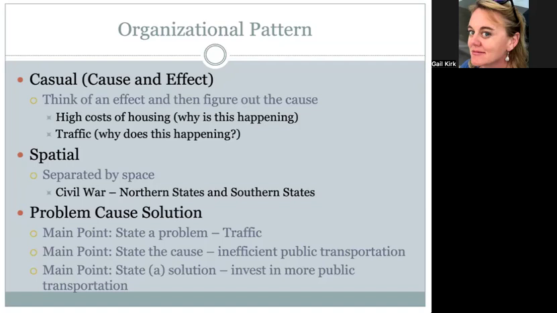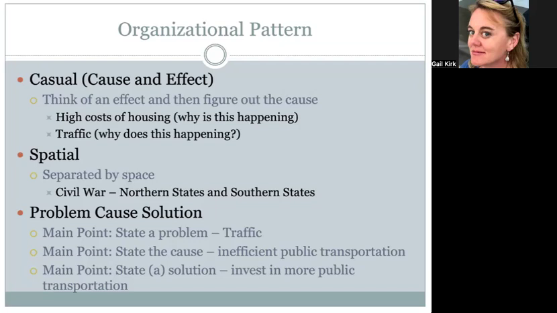Spatial, I've had exactly one student ever do a spatial, and it is the example outline for the informative speech. And this is separated by space. So, for example, if you were going to talk about the Civil War and you talked about the northern states and then the southern states, that's how you divided them. That would be spatial.